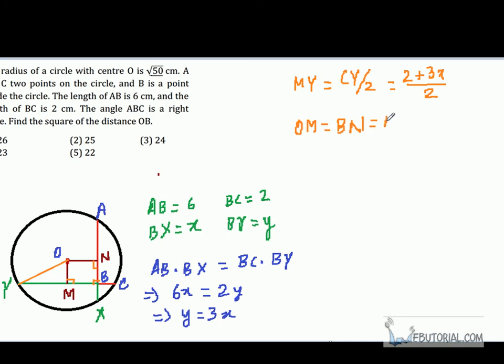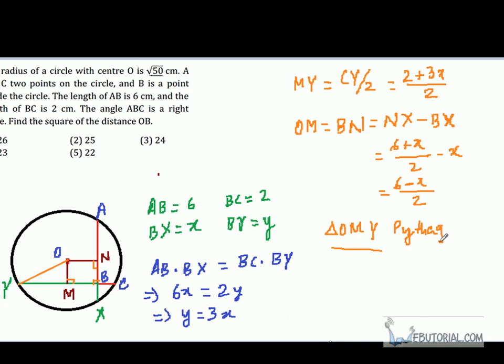So BN can be calculated like this. BN equals NX minus BX. So this value is how much? NX can be written as 6 plus x by 2 minus BX is x. So this comes out to be 6 minus x by 2. Okay. Now from Pythagoras theorem in triangle OMY, use Pythagoras. So we'll get an equation like this: 2 plus 3x by 2 whole square plus 6 minus x by 2 whole square equal to 50.